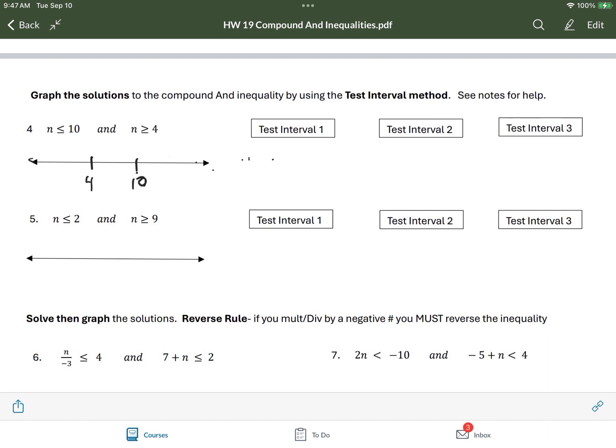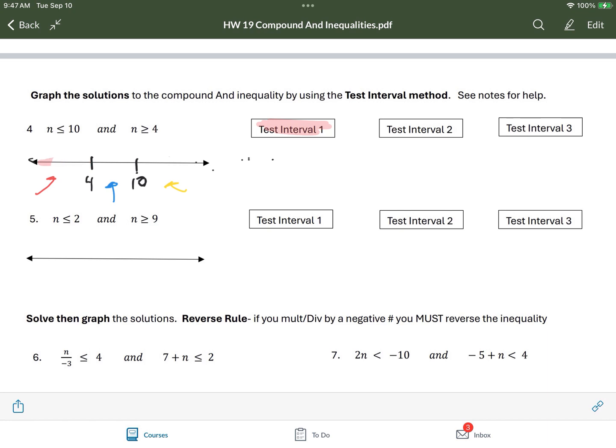And then we've constructed 3 intervals. So we have the interval that is to the left of 4, we have the interval that is between 4 and 10, and we have the interval that is to the right. So the first thing we want to do is pick any number you want that is to the left of the number 4, like say 3 or 2.